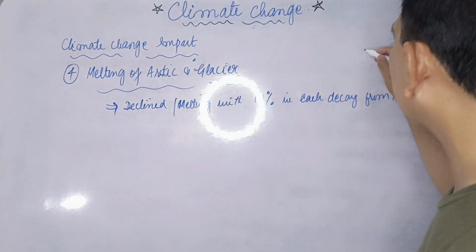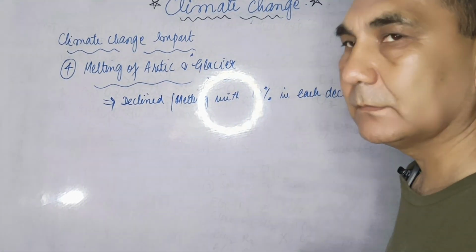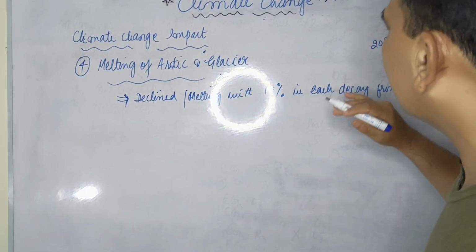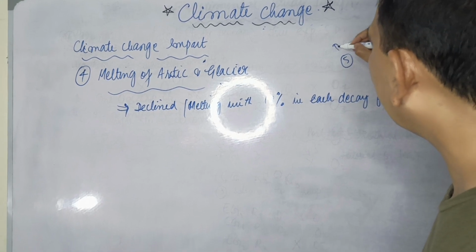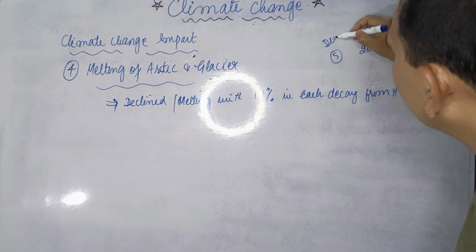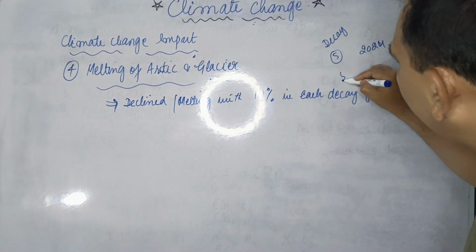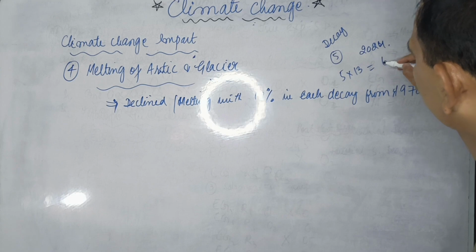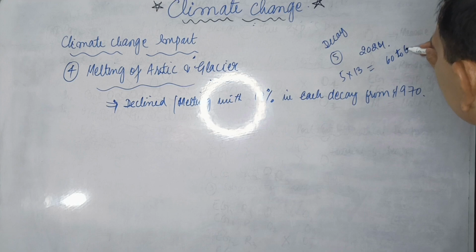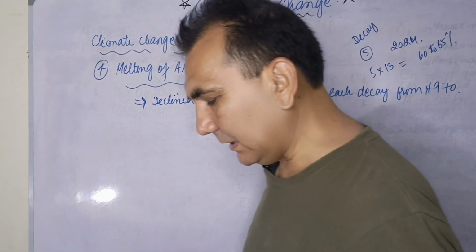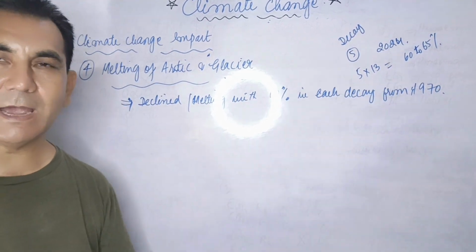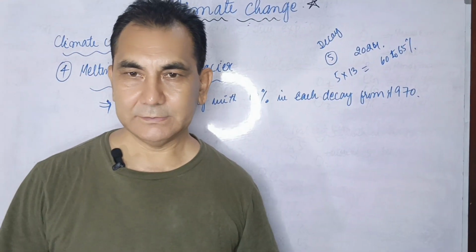Now it is 2020 or 2024. So from 1970 to 2020, it is around 5 decades. And these 5 decades, if you multiply by 13, it's around 60 to 65% of the world's glacier that has been melted or shrunk till today.